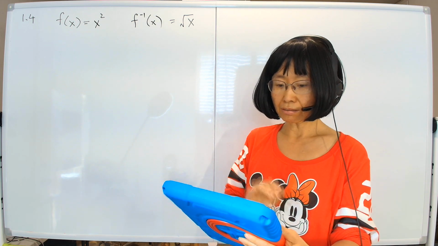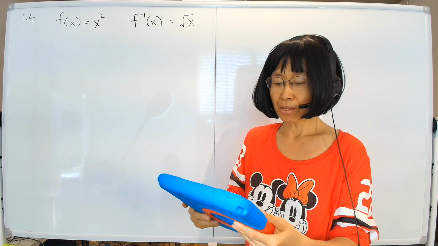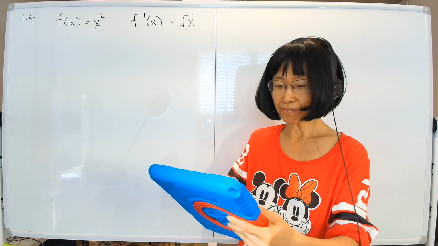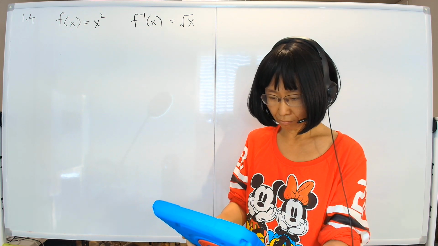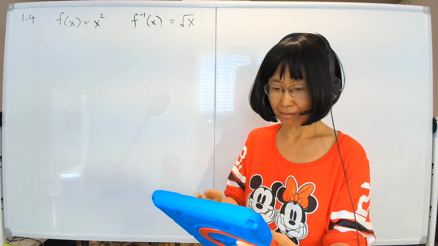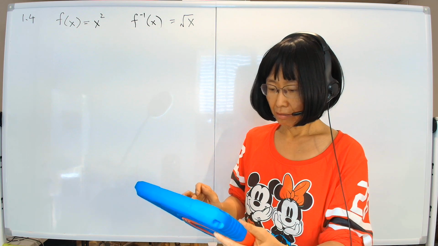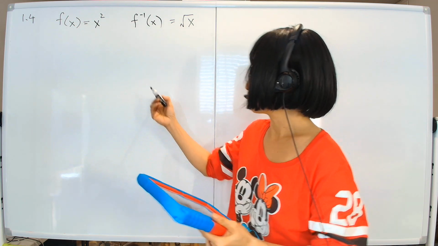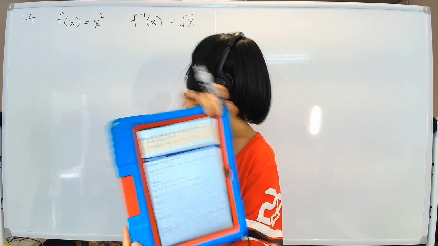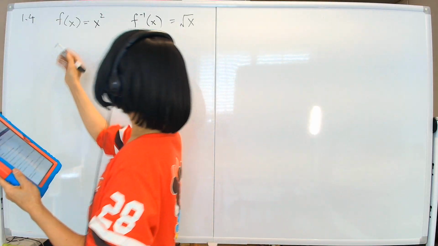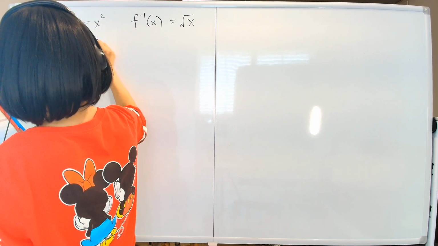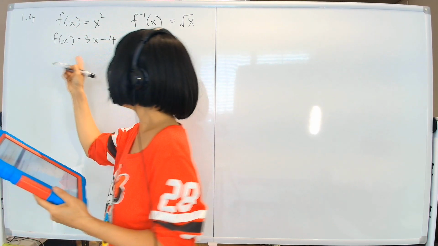Moving along, find the inverse function. Normally you find the inverse function by digging it out, so to speak. Let's look at a very simple example. Example 1.29. Let's look at this particular example where we have f of x equal to 3x minus 4. How would you find the inverse of this thing?